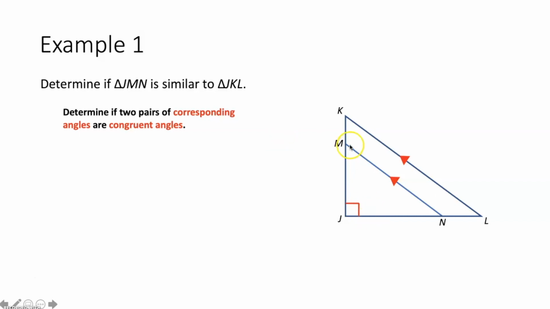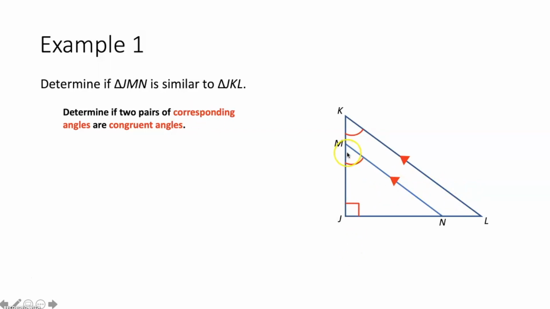Well, if you recall, anytime you see two parallel lines, we should be thinking about the alternate interior angles theorem, the alternate exterior angles theorem, the corresponding angles postulate, which we can use here because if we have two parallel lines cut by our transversal being segment JK, we could say that these two angles, angle JMN and angle JKL, those two angles must be congruent by the corresponding angles postulate.